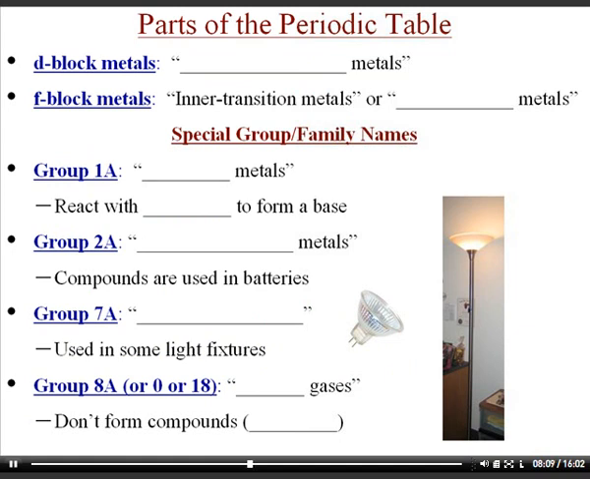The other parts of the periodic table that we talk about are the special name for the D block elements, and those are called the transition metals, and the F block elements are called the inner transition metals.